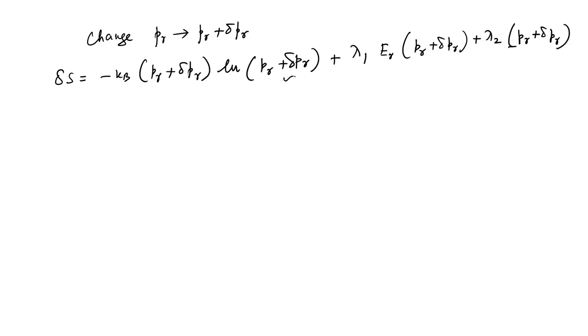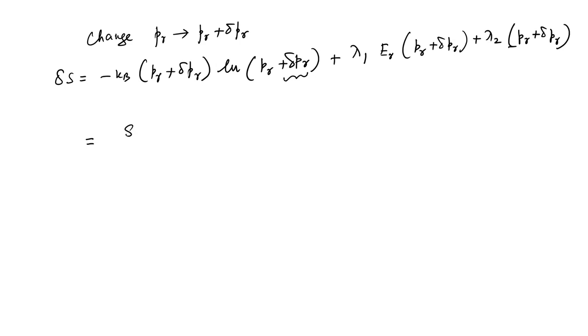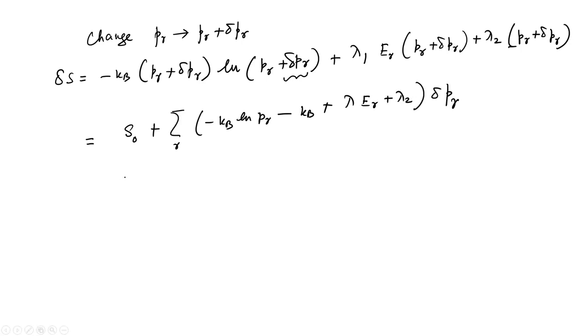Now, you see we can neglect this term inside the log, because log makes a large number small. So, if you take 10 to the power 6 and take a log of that number base 10, you just get a 6. So, a billion becomes just a small number, and hence inside the log, if there is a small number, that can be easily neglected. So, this is equal to S0, which is simply minus k sum over R of P_R log P_R, plus sum over R of minus k log P_R minus k plus lambda 1 E_R plus lambda 2, times delta P_R, and this can be put equal to 0, okay, for extremizing it.